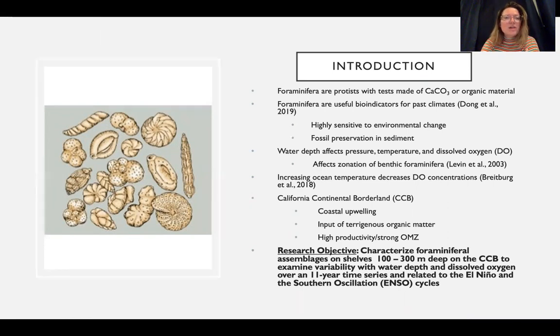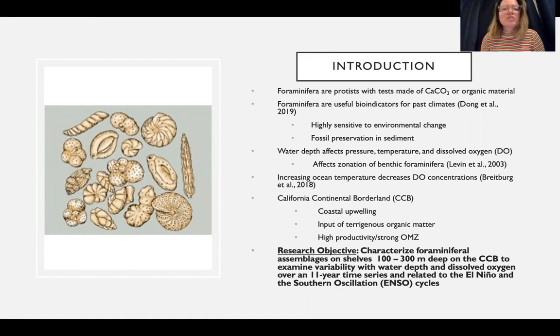And so we know that water depth can affect pressure, temperature, and dissolved oxygen, but this actually affects the zonation of benthic foraminifera and their preference for environment. And now with climate change, we see an increase in ocean temperatures, which decreases dissolved oxygen, altering this zonation. And because my research is being conducted on the CCB, it's important to understand this is an area of high nutrient input and high productivity.